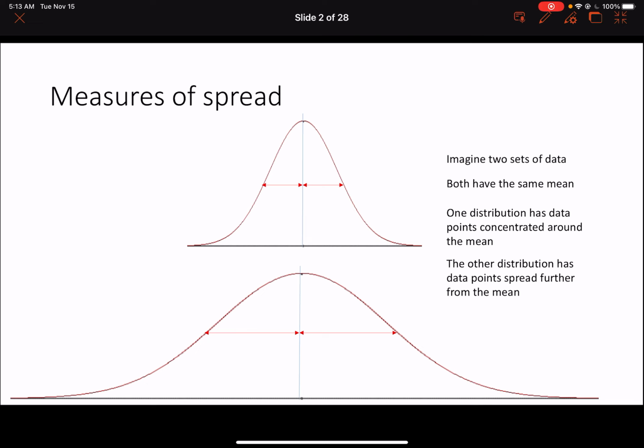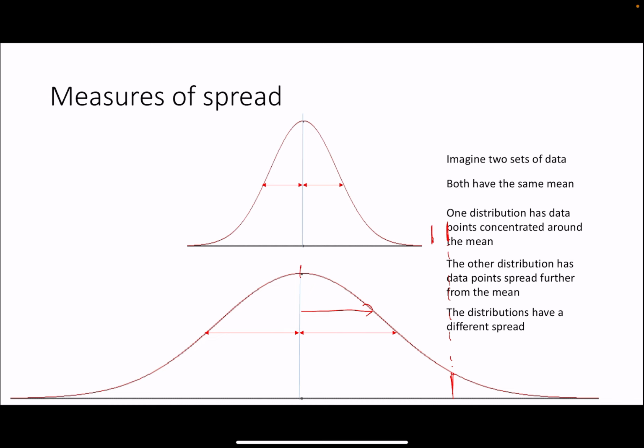The other distribution has data points spread further from the mean. So you can see that this is the mean, and a lot of the data is pushed further out. I have this much data over here, whereas moving up, we barely have any. Okay, the distributions have a different spread. So that's what we're measuring. That's what we're learning to measure, is measures of spread.